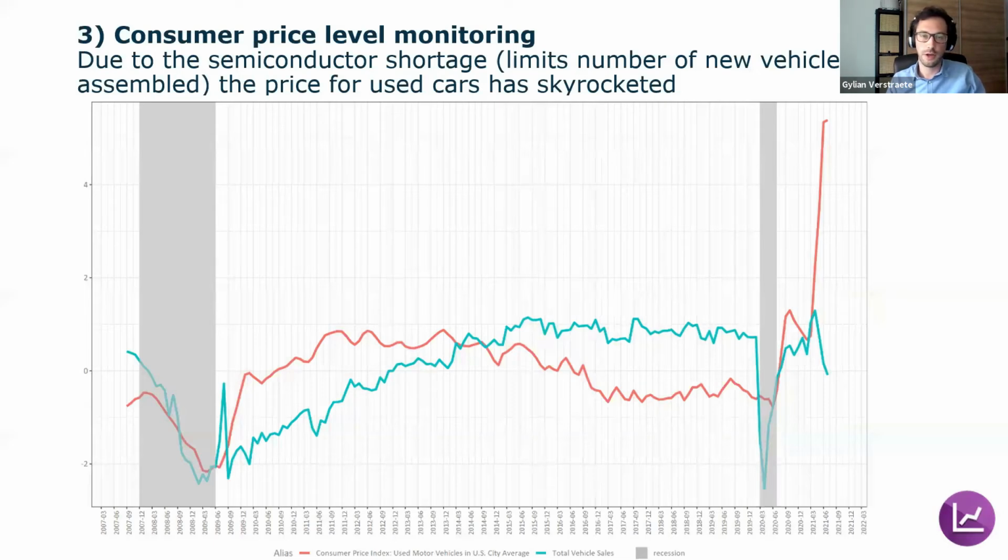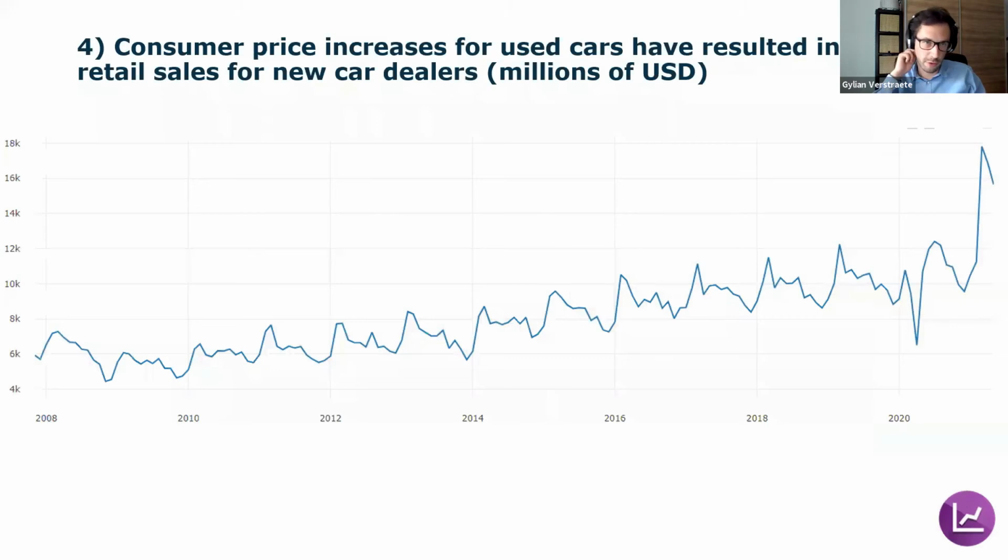Well, you can say that, okay, if the price of used cars increased, did people stop buying those used cars? Well, the answer for that is no. As you can see here, that's the retail sales for used cars. It has also skyrocketed in the past couple of months. So this means that a lot of cars are still being sold at a very high price.